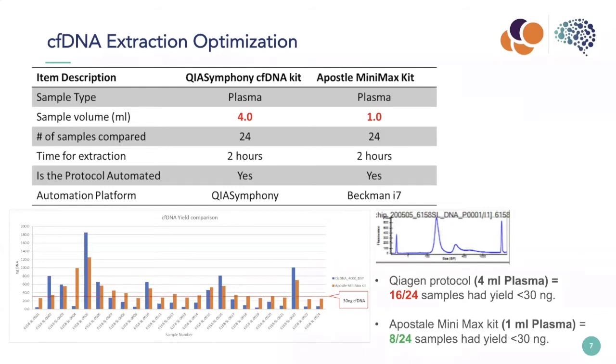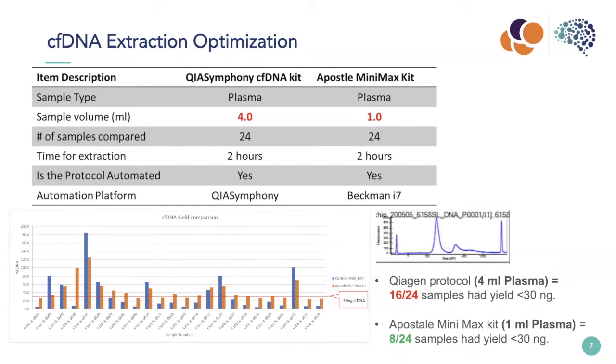And then what you see in the bottom left panel is the same samples, which are indicated by a de-identified patient ID indicated on the sample numbers, which starts with a 6158. So the specific identification of those isn't particularly important. But note the number of samples that had a yield of less than 30 nanograms, which is a key input metric to be at or above for the subsequent assays: 16 of the 24 samples had yields below 30 nanograms for the QIAGEN protocol, and 8 of 24 had yield of less than 30 nanograms for the Apostle Minimax.